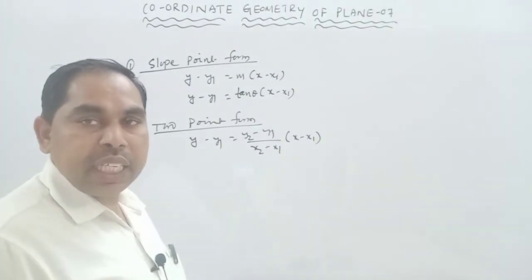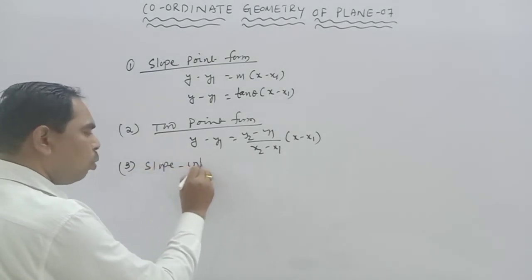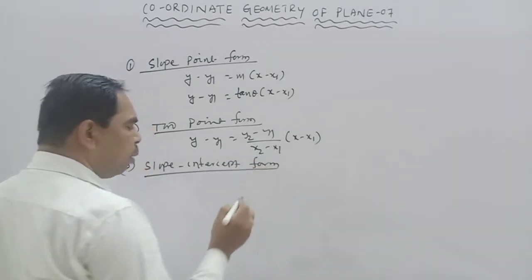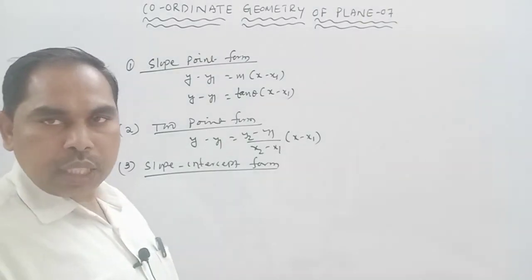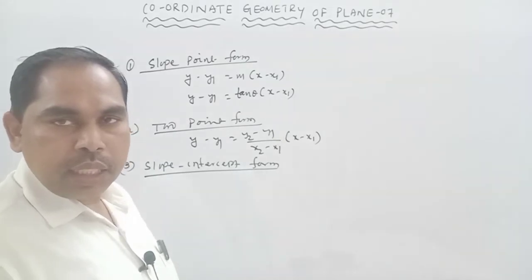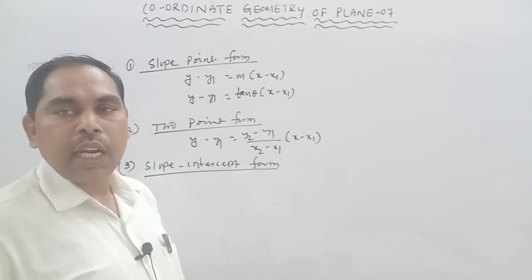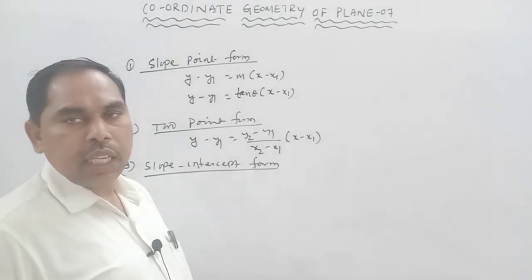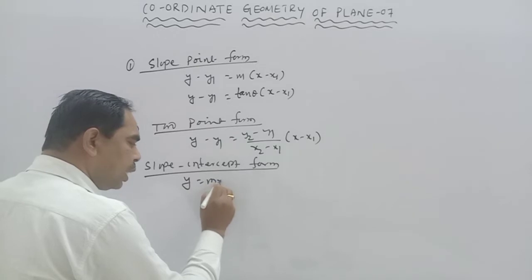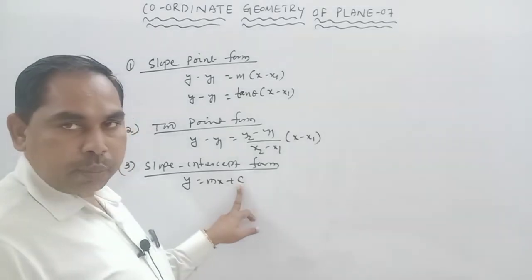Third one, slope intercept form. The line with slope m and y intercept c, that is the line passing through 0 comma c, then the equation of the line becomes y is equal to mx plus c, where m is known as the slope of the line and c is known as the y intercept.